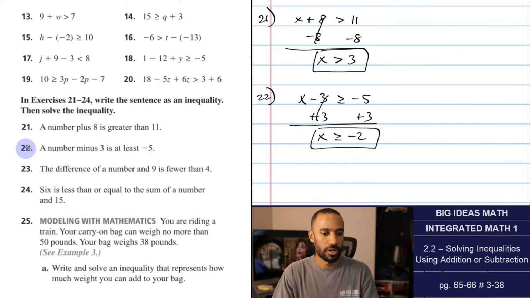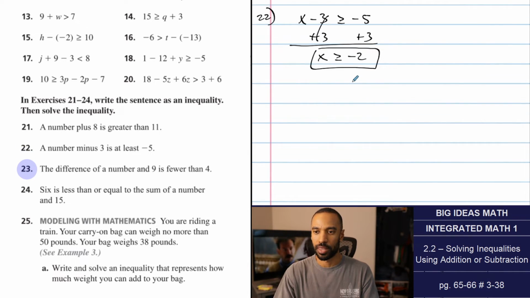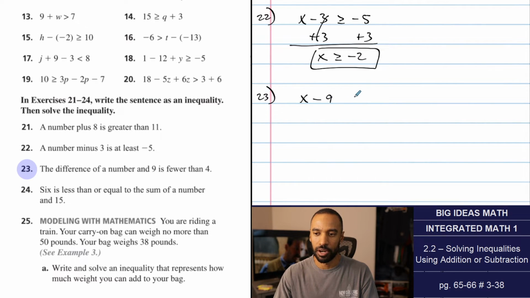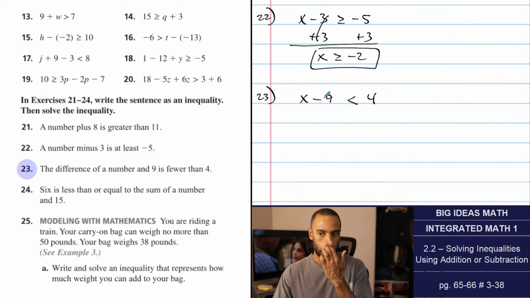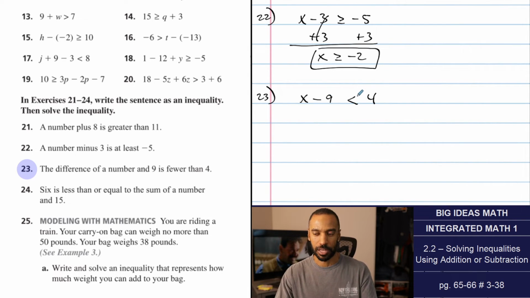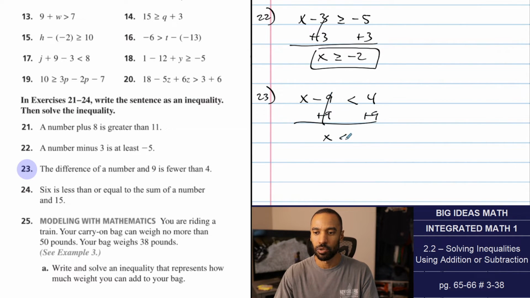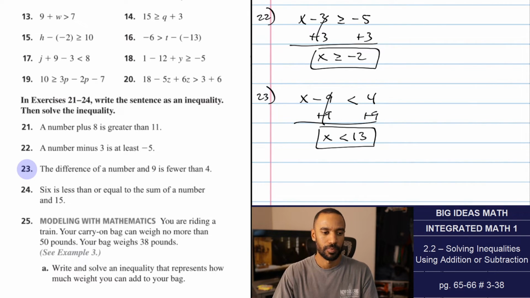The difference of a number and 9 is fewer than 4. Fewer than is our inequality for is less than. The difference of a number and 9 is subtracting 9 from that number, and it's got to be fewer than 4. So when I take away 9 from it, you've got to have less than 4, whatever it is. So let's add 9 to figure out how much we could have had to begin with before taking that away. 13. Well, less than 13, right? Less than 13.